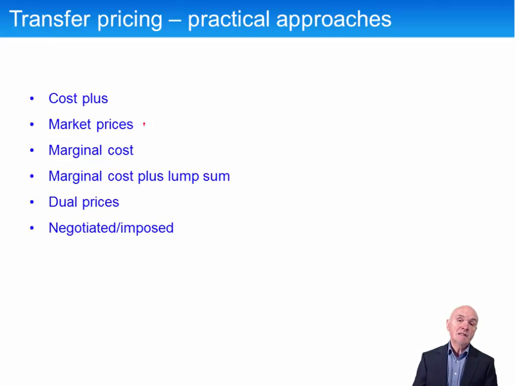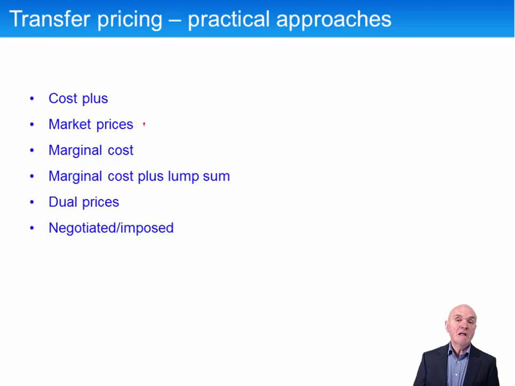Marginal cost, you transfer at marginal cost. The difficulty with this is that it would give the equivalent division A, the transferring division, no profits, and indeed it condemns it to making a loss. Transferring at marginal cost will cover marginal costs, but you're left with a big debit on the fixed costs, so it's maybe not very motivating.